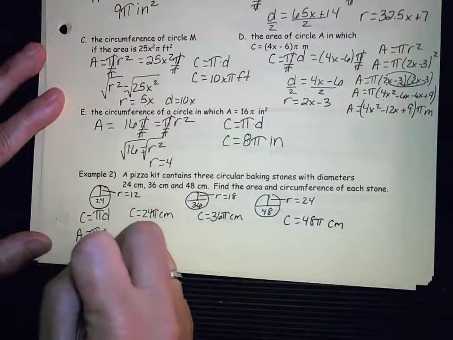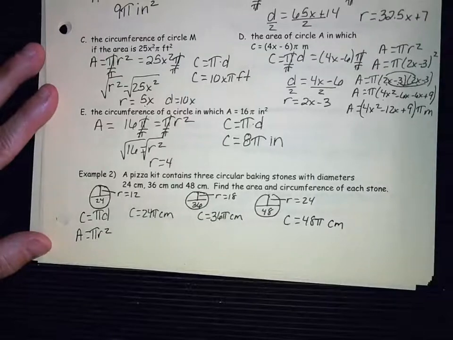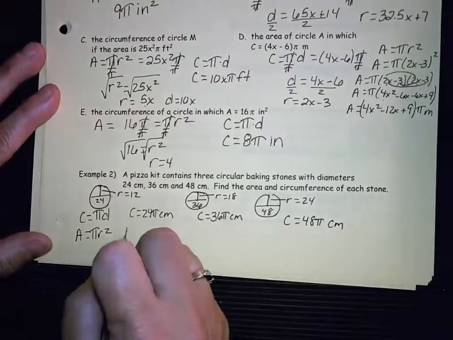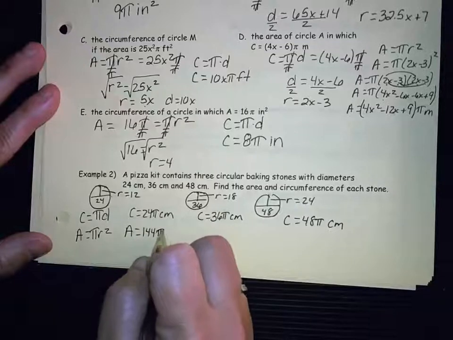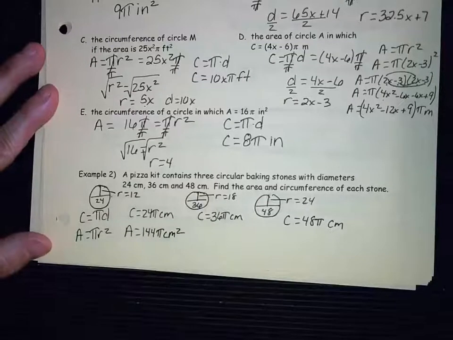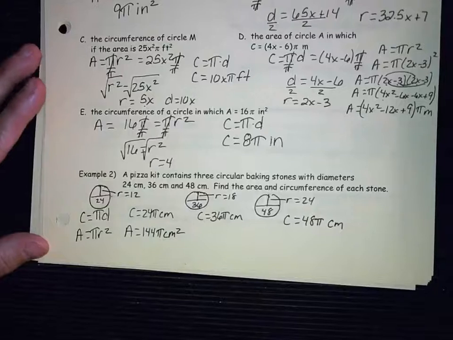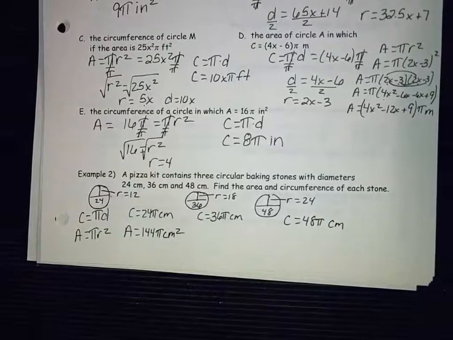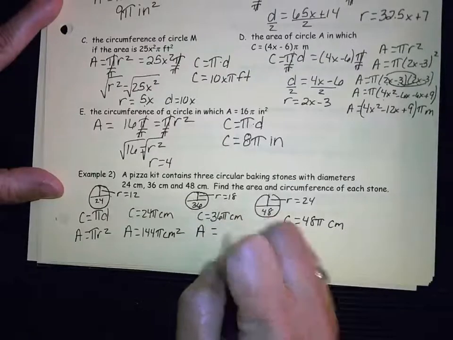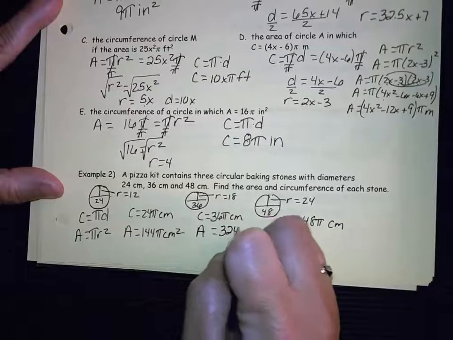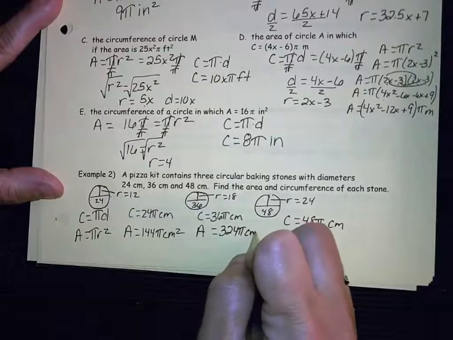Area is pi r squared. 12 times 12 is 144. So that first one will be 144 pi centimeters squared. The second one, 18 times 18 is 324 pi centimeters squared.